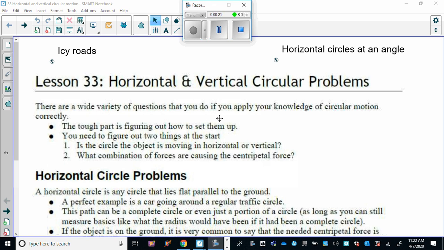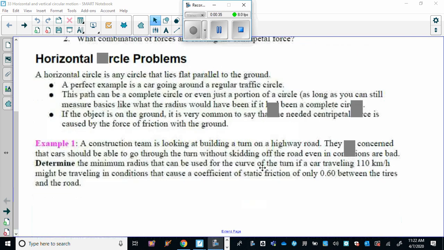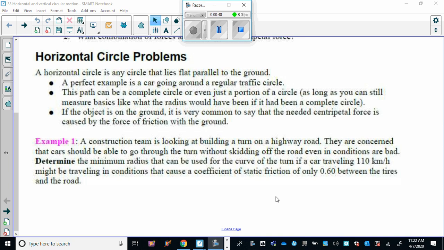Because what you need to do is ask yourself what's causing the circular motion, or what's causing the centripetal force. And as alluded to earlier, horizontal circle problems are usually pretty easy. We're usually talking about a car going around a traffic circle or just a car going around a bend. And if you're going to be a civil engineer, this is going to be very useful for you because you would actually have to do something like this to calculate how wide.